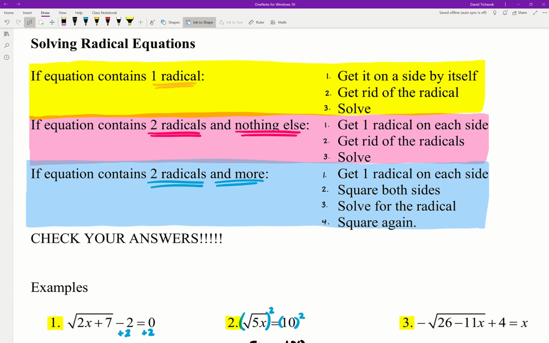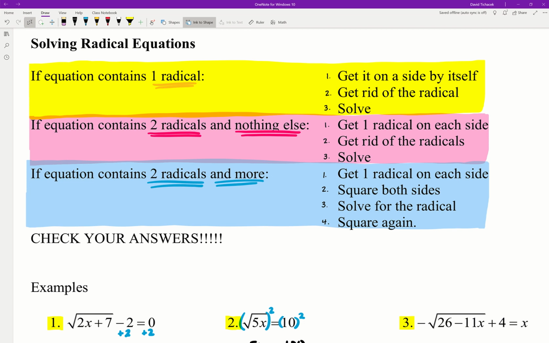So in each one of these cases, because the way we get rid of a square root is we raise both sides to the power of 2, the way we get rid of a cube root is we raise both sides to the power of 3, and et cetera, we are going to have to take a look at these 3 special cases and really pay attention to when we have 1 radical or 2 radicals and some other things that we need to take care of.